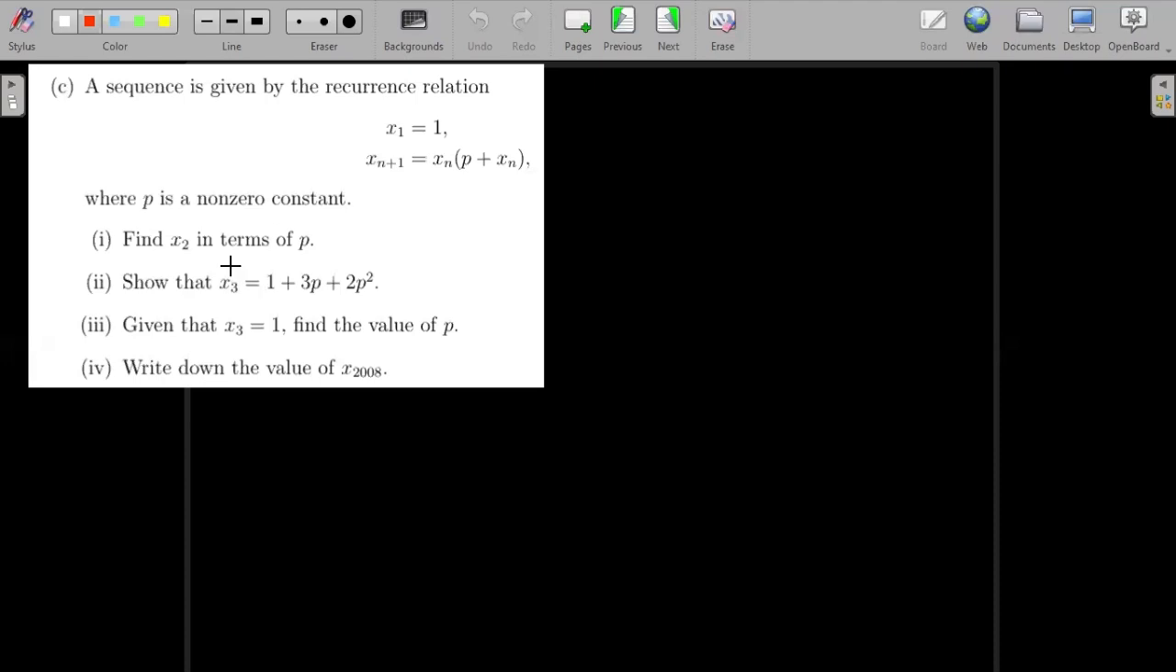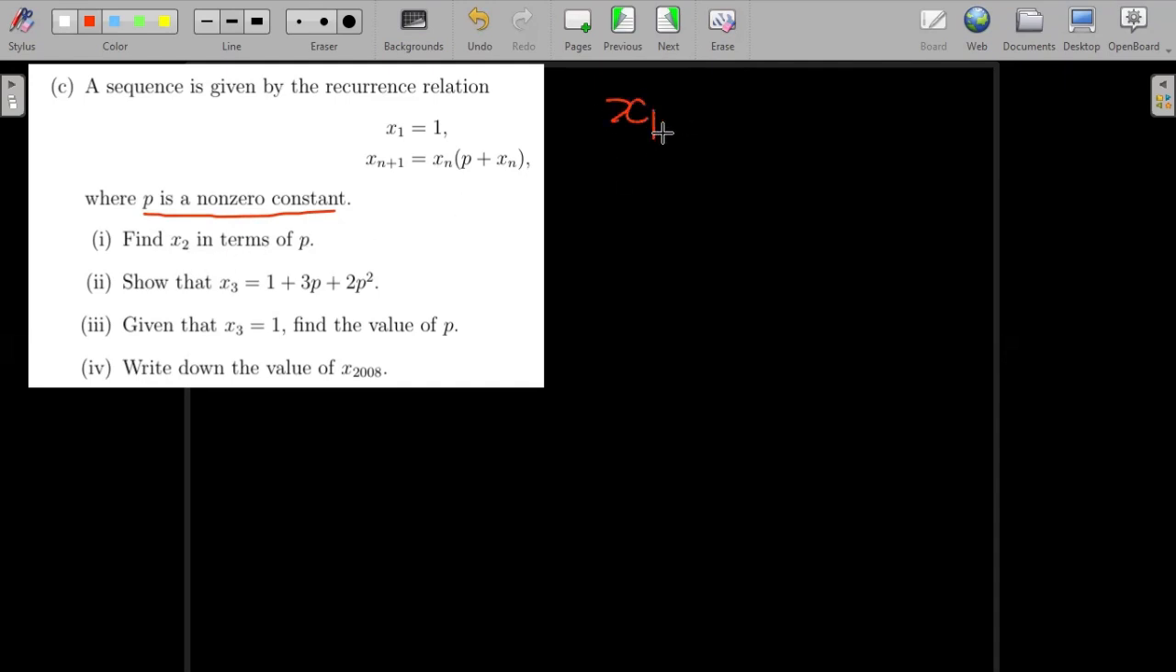All right, we continue with C. So C, they're saying a sequence is given by the recurrence relation x1 is equal to 1, and then x(n+1) is equal to xn, and then in the brackets we have p plus xn, where p is a non-zero constant. So the first question is, find x2 in terms of p.